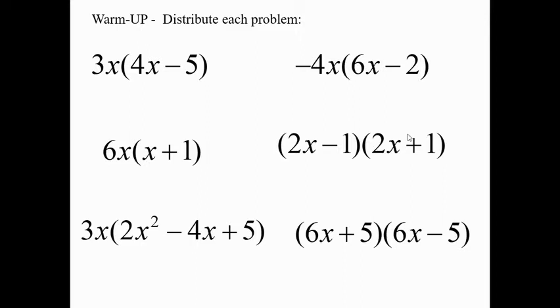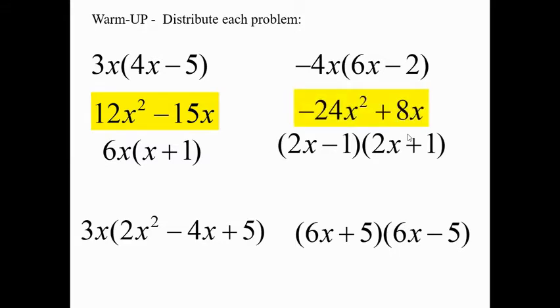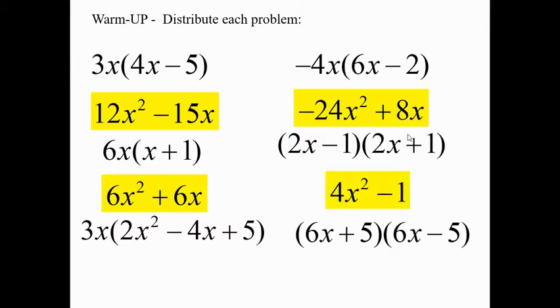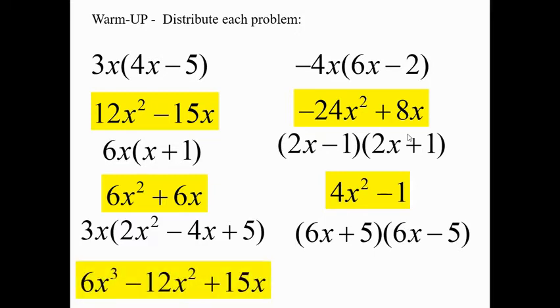Let's take a look at these problems here. Now, you all have been distributing for a while. So when you distribute these numbers and variables through, notice that the 3x is going to be multiplied by the 4x minus 5, or the minus 4x as it is distributed to the 6x minus 2, or the 6x that's distributed to the x plus 1, or in this case we have a FOIL that goes on, and then we have a 3x that's going to be distributed to the trinomial of 2x squared minus 4x plus 5. And then our last example is another FOIL.